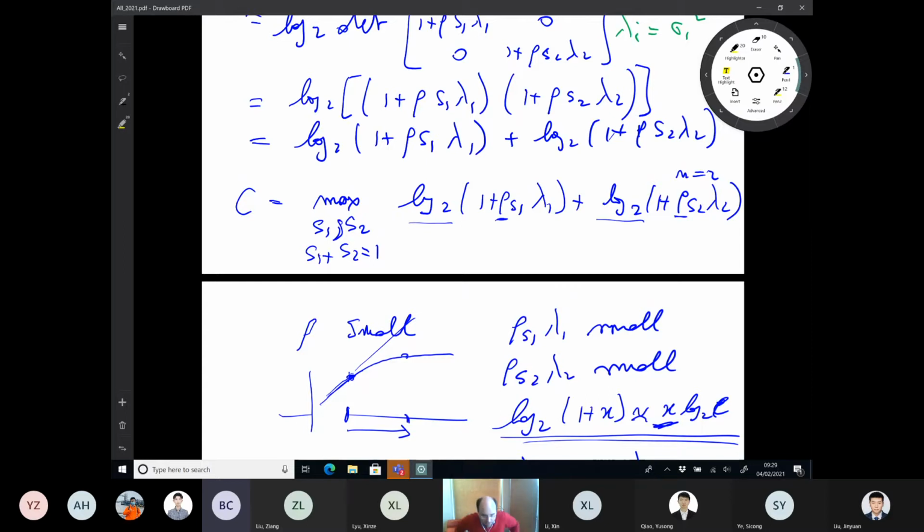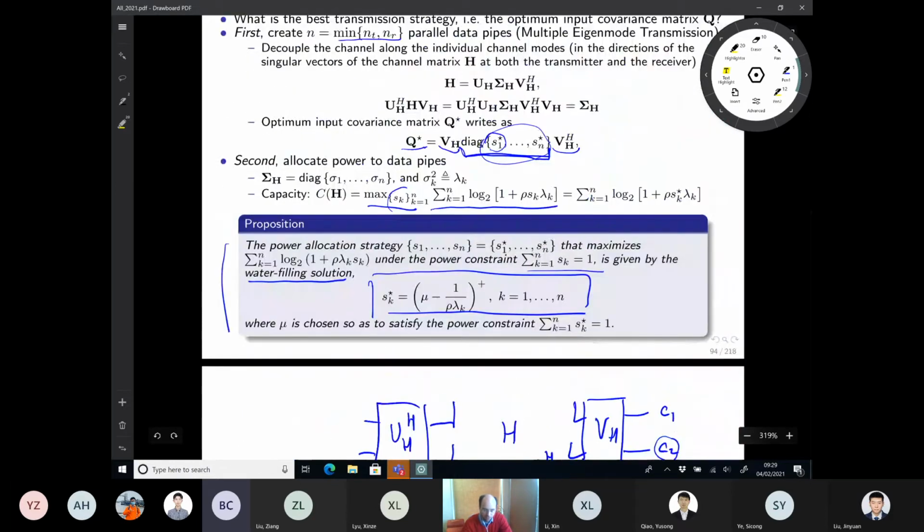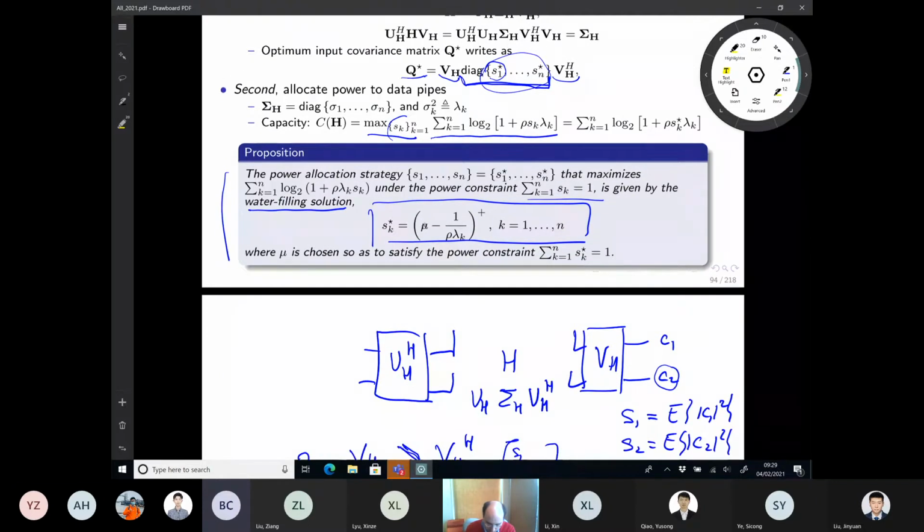But this is what happens if you solve the optimization problem. This is what you will see, and this is what is reflected in this equation here, right? So let me explain that. We have a mu here, which is called the water level, and is a constant that we have to find, and we have 1 over rho lambda k. So what I allocate as power to the mode k is the difference between that constant and this.